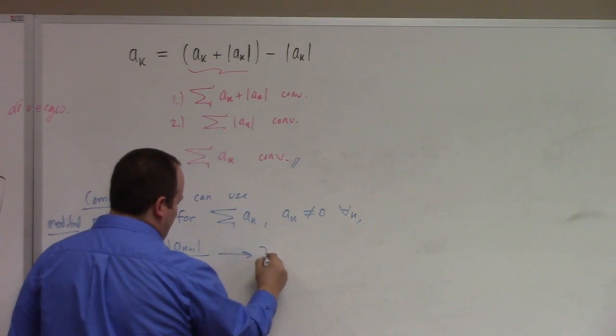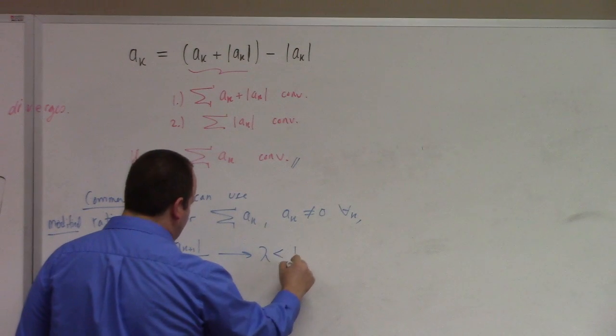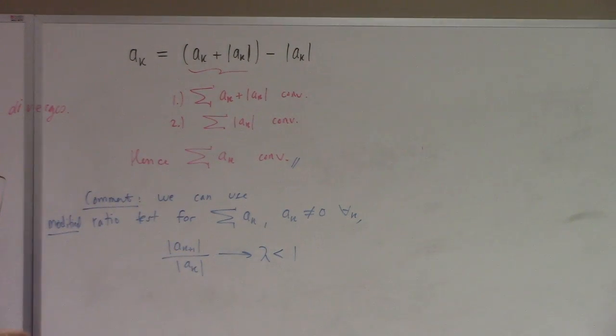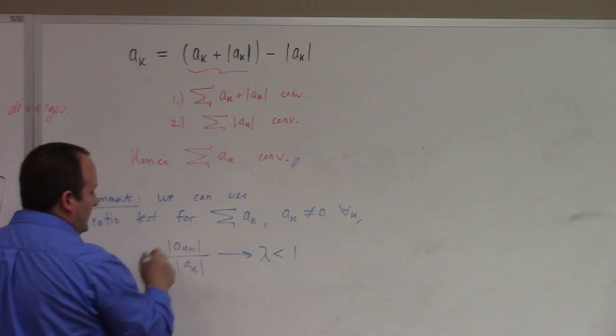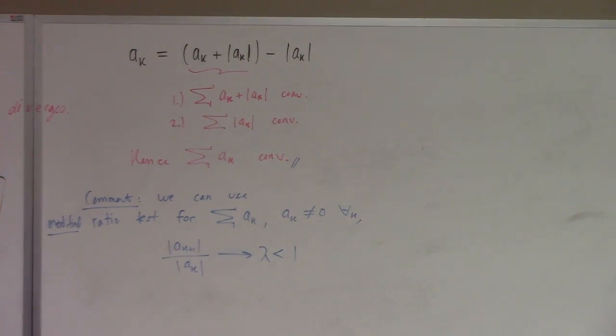You want to call it something else, whatever. The point is that if this is less than 1, what does that say about the series? It says that the corresponding absolute value series converges. So in fact, if we use the ratio test on the absolute value of the series rather than the terms in the series itself, we can test for absolute convergence.